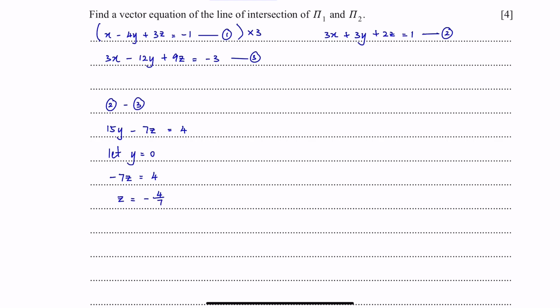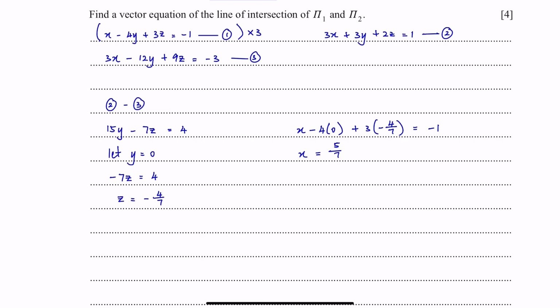And I'm gonna find x. So x minus 4y, which is 0, since I already let it be 0, plus 3z, which is 3 times negative 4 over 7, equals negative 1. And x, in this case, would be 5 over 7. So we have found one of the points on the line of intersection.